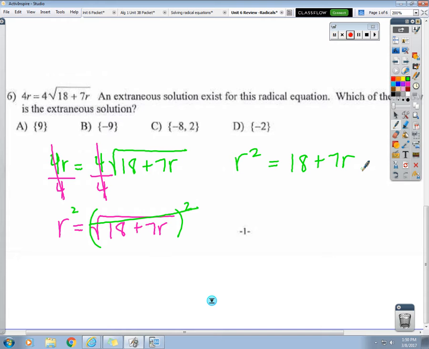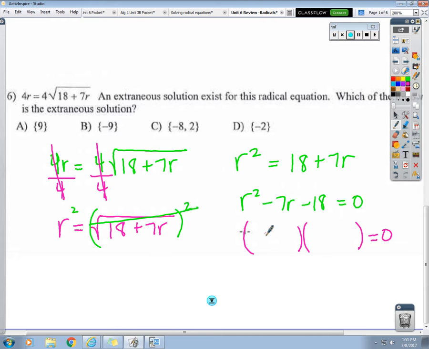Now, what do we have to do? Get them all to one side, because all three terms are different. So, when I get them all to one side, what will it look like? Correct. To move the 18 over, it would have had to have been subtracted. And to move the 7r, it would have had to have been subtracted. So both of them ended up with a minus sign. Now what can I do? I can factor it, or if you don't know how to factor, you could graph it.